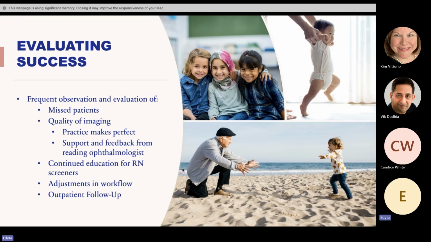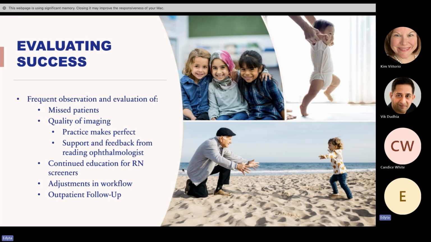So you're up and running. What are you going to do to make sure you're successful? Well, you're going to want to make sure you're really diligent in observing and evaluating if there are any missed patients. That's key. You want to make sure that whatever changes you're doing to your program, that no patients fall through those cracks and that they're being screened in a timely and appropriate manner.